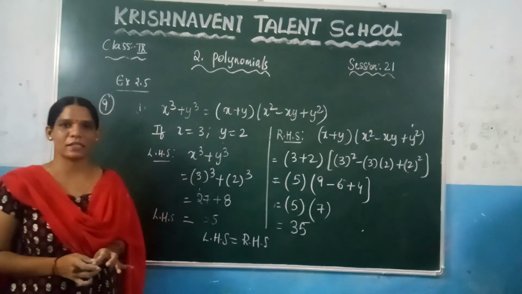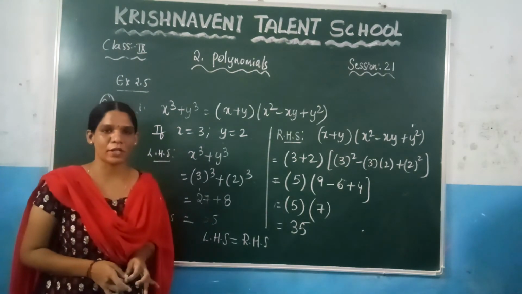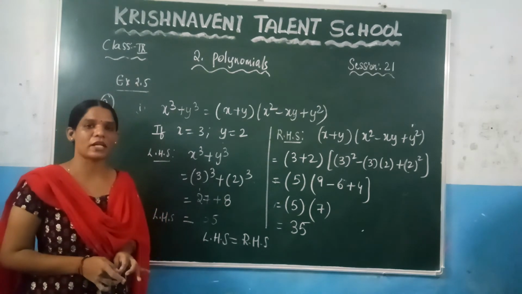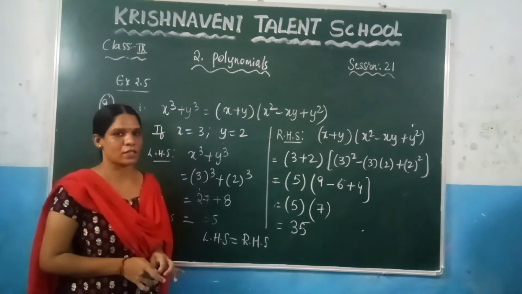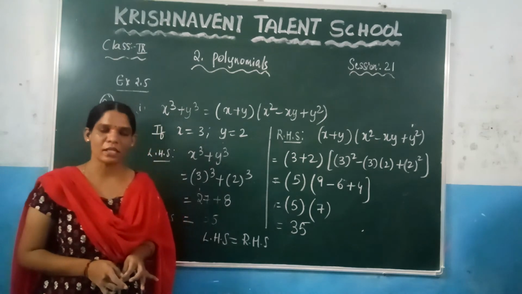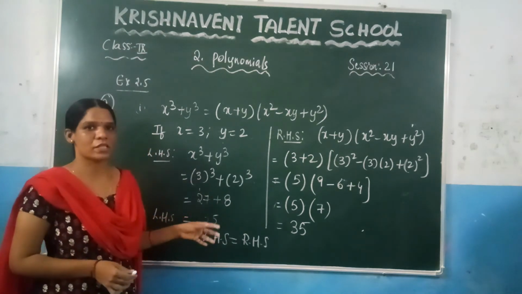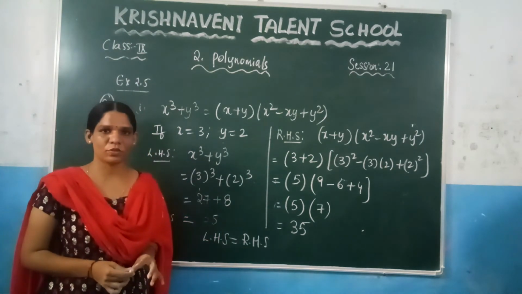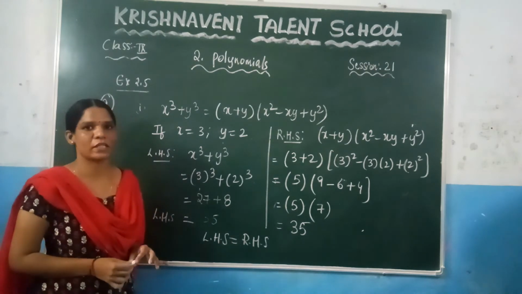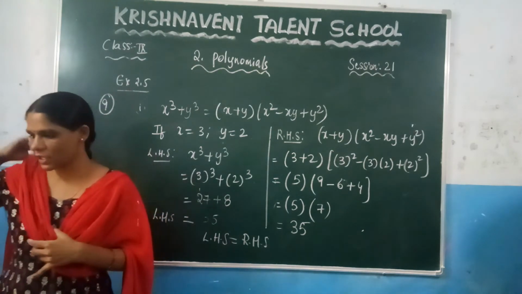So what is that identity, which is x cube minus y cube is equal to x minus y into x square plus xy plus y square. That is also one of the identities. Just you need to follow this procedure and solve that one. That one you can do as homework. If you have any queries, you can ask. Now see the next question.